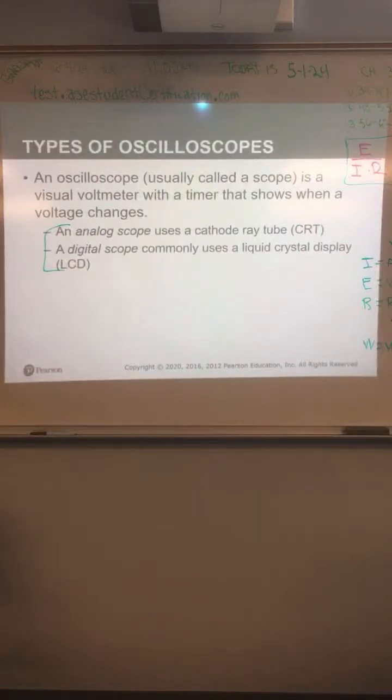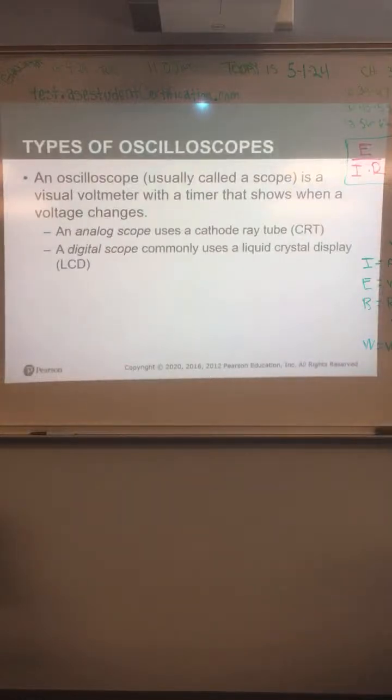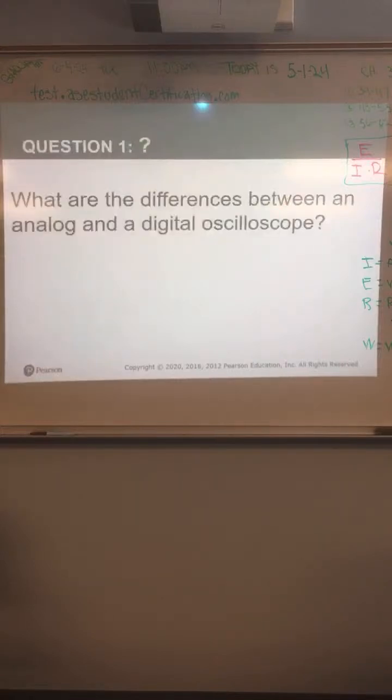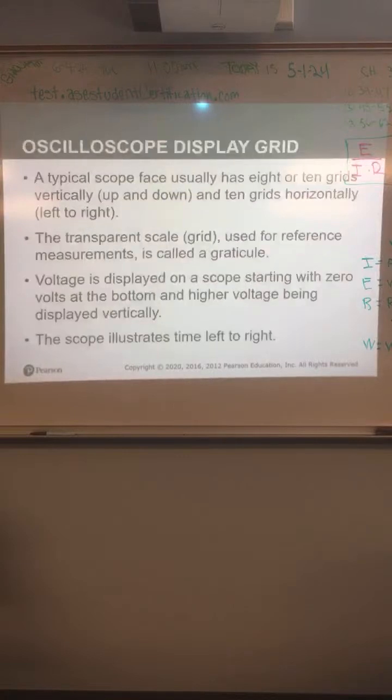You're going to see it later, later today, okay? Make sure you make a note of that, highlight it, whatever you got to do. You're going to see it later. Got it? Yeah. Okay. Differences is the type of display that they use, okay? Analog uses CRT or cathode ray tube, and the digital uses an LCD.